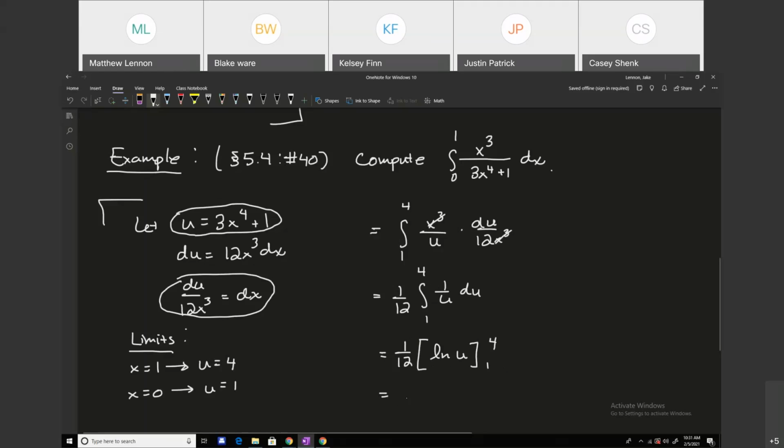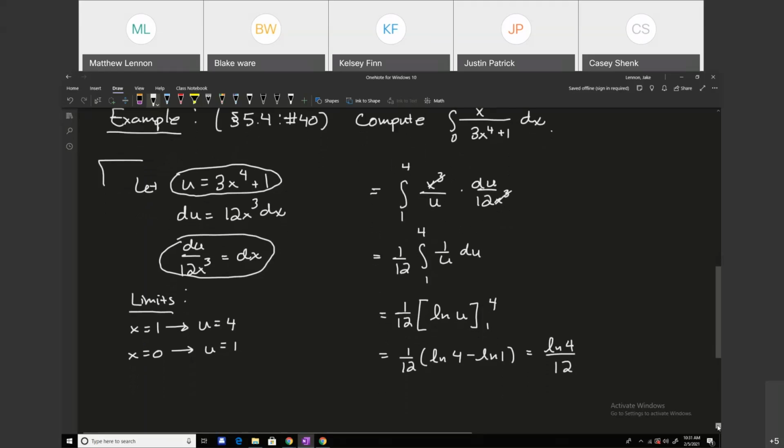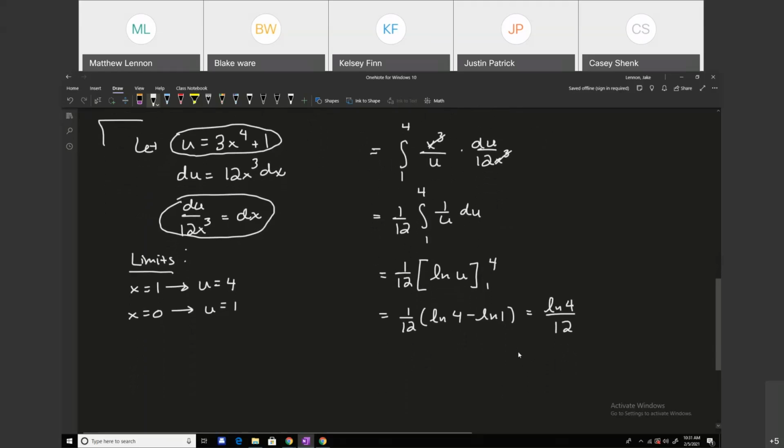So then you get 1/12 times the natural log of 4 minus 1 minus the natural log of 1. The natural log of 1 is just 0, so this just comes out to the natural log of 4 over 12. You can do that in your calculator if you want. It comes out to something like 0.1155. But pretty straightforward.